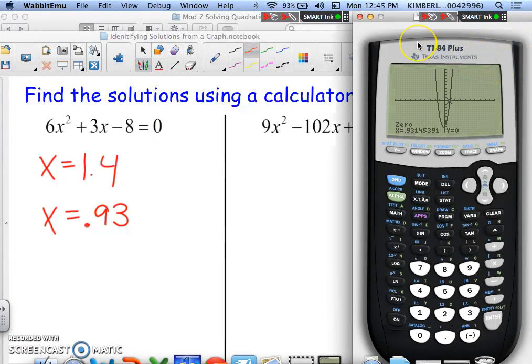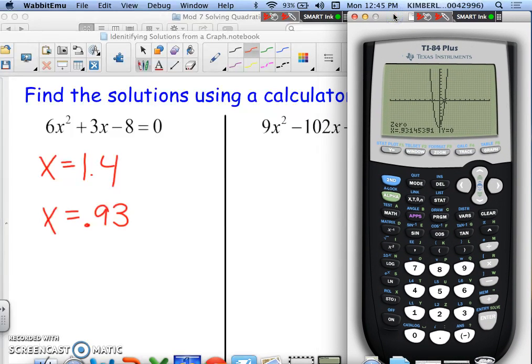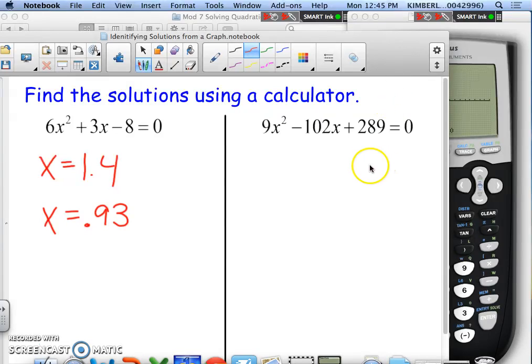All right, so that is how you find the answers in your calculator. If you can learn these steps, on your EOC and your test, you can use your calculator and always figure out if you are right. Okay? Let's try it again with a problem like here.